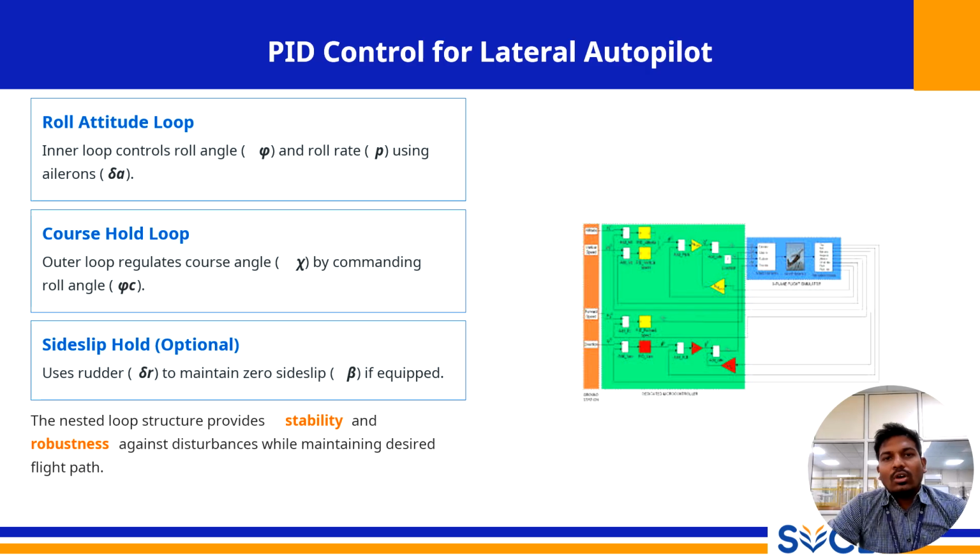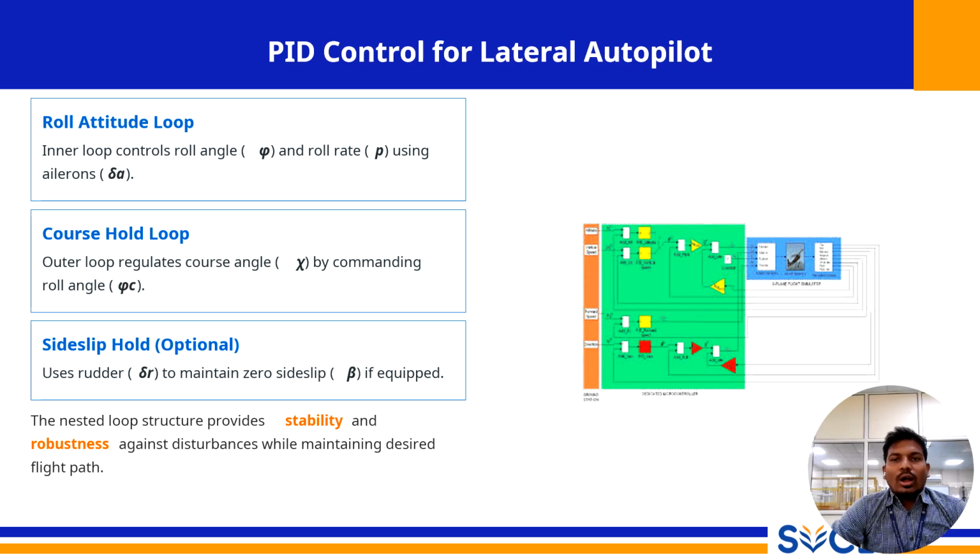It achieves this not by controlling the ailerons directly, but by commanding the roll angle. For instance, if the autopilot determines that it needs to turn right to get back on course, the loop will simply send a command like roll to 20 degrees to the inner roll attitude loop. A fast, stable inner loop then executes this command precisely. This separation of duties is the essence of successive loop closure.